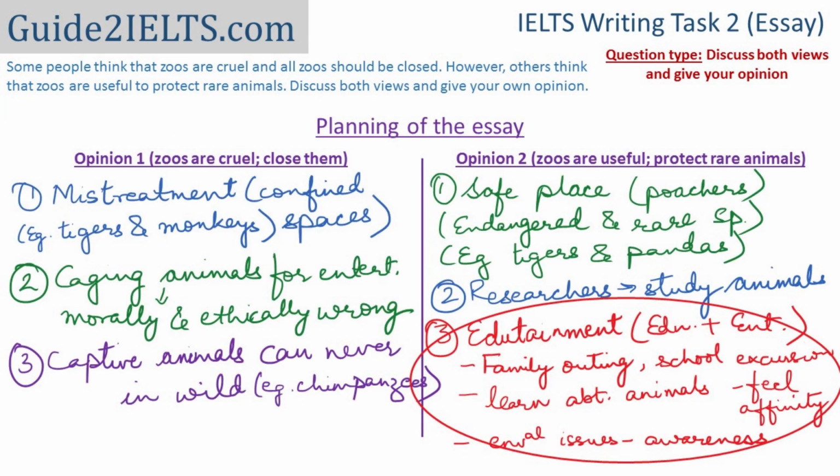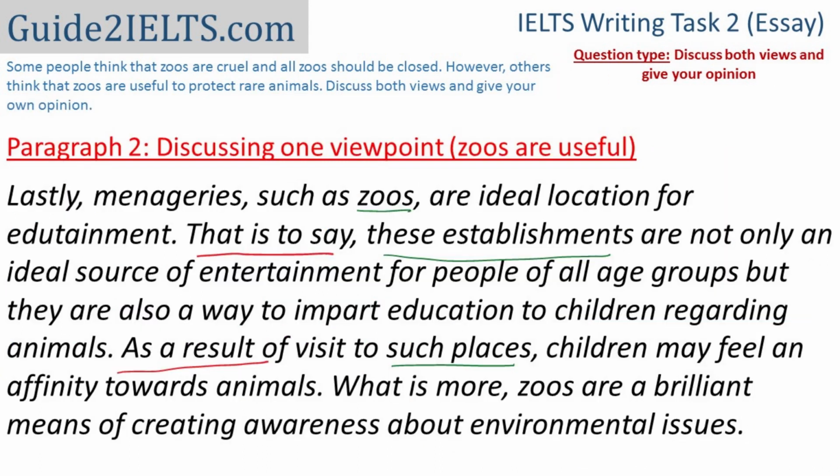The third and the last point about this opinion. Lastly, menageries such as zoos are ideal location for edutainment. We could just have written, lastly, zoos are an ideal location for edutainment. But as we have discussed, this is an interesting word we can incorporate if we know it. Now we'll go on to list out how zoos help in edutainment. First we'll talk about entertainment and then about the education that we can get from it.